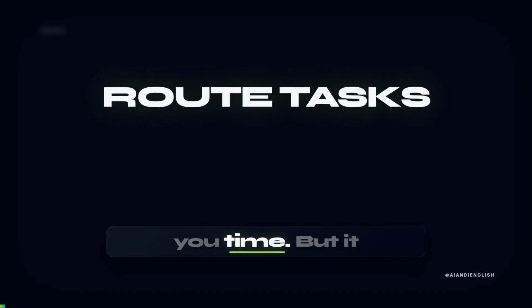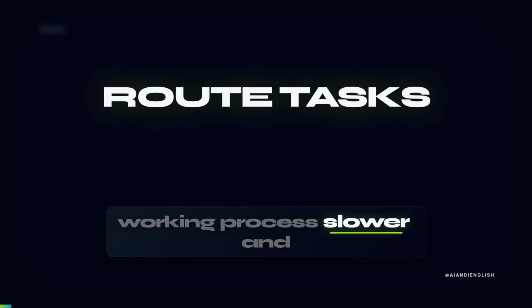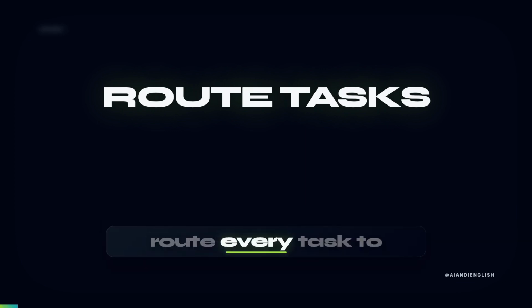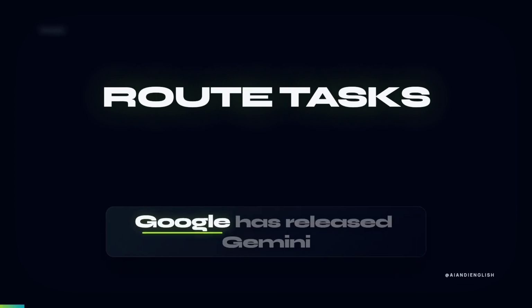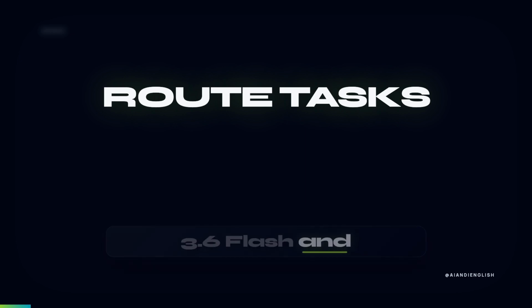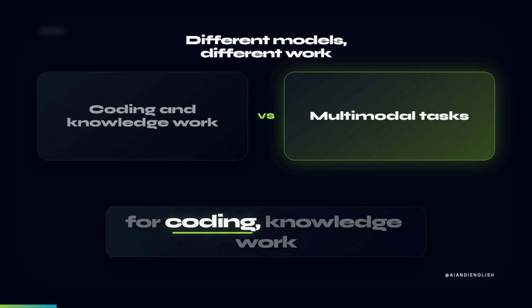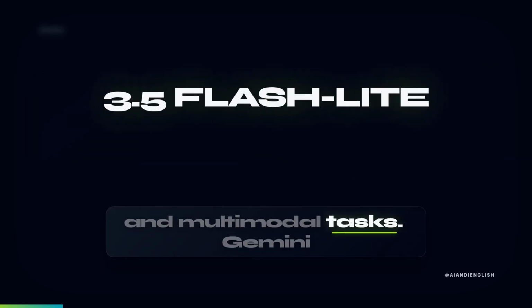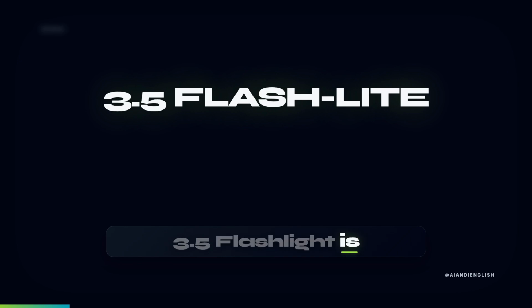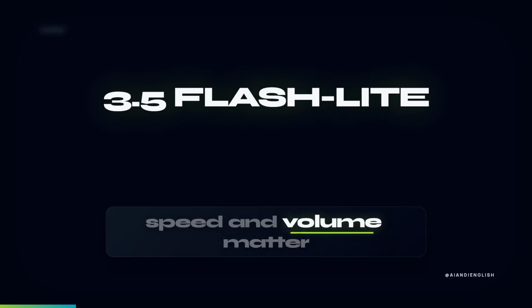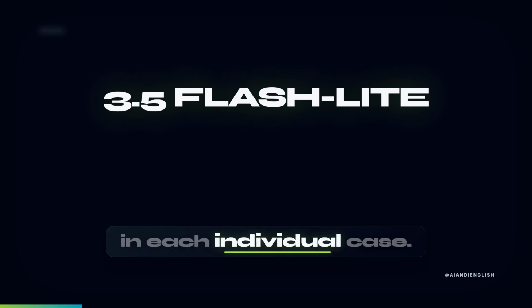Switching models can save you time. But it can also make a working process slower and more expensive if you route every task to the same new name. Google has released Gemini 3.6 Flash and Gemini 3.5 Flash-Lite. The two models are not aimed at the same work. Gemini 3.6 Flash is Google's new workhorse model for coding, knowledge work, and multimodal tasks. Gemini 3.5 Flash-Lite is intended for situations where speed and volume matter more than maximum depth in each individual case.